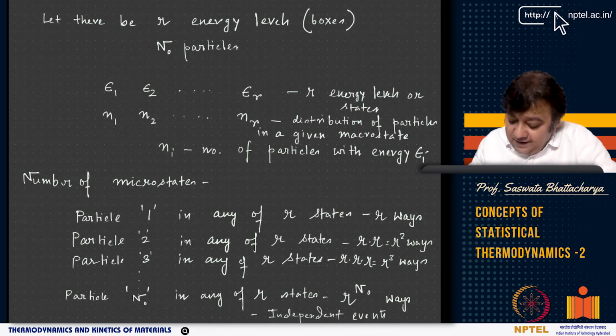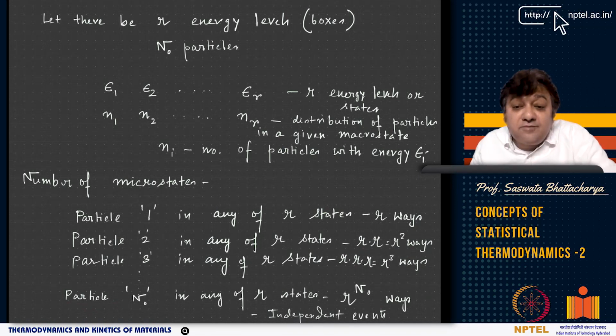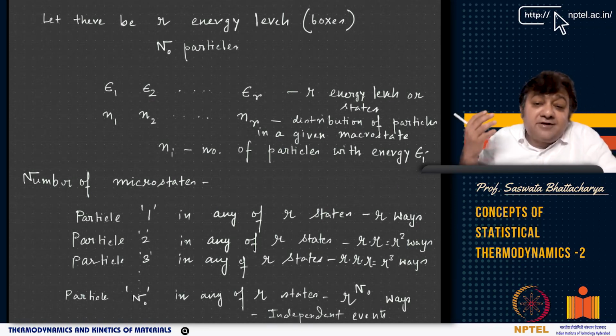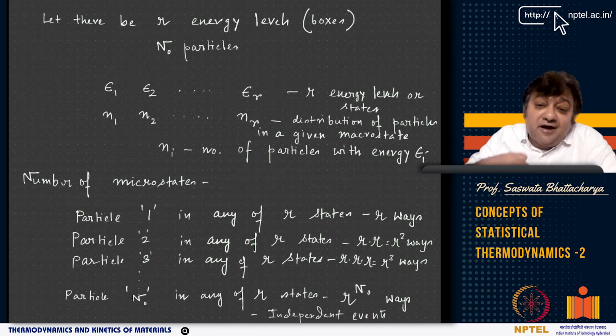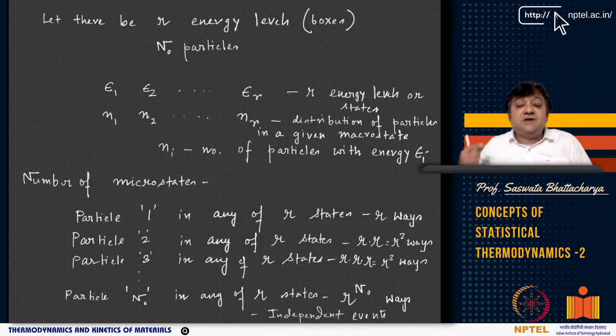So in any of the R states, it's possible for particle 2. So this is R times R, which is R square ways. Again, particle 3 in any R state, so again R cube ways. So basically, if I tell you particle n0 can be in any R way, it becomes R to the power n0. Now think of this: instead of R equal to 2, if I consider R equal to 10, and you have 30 particles, you see the number of microstates possible is 10 to the power 30.